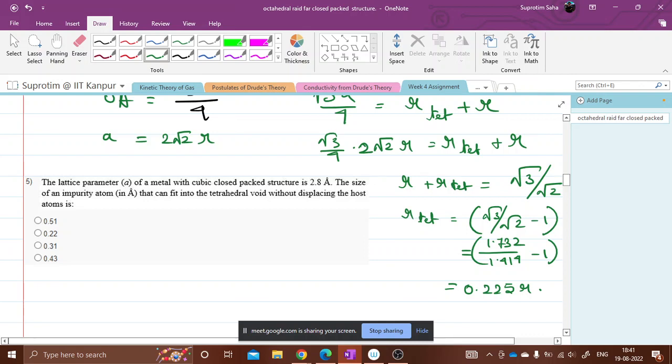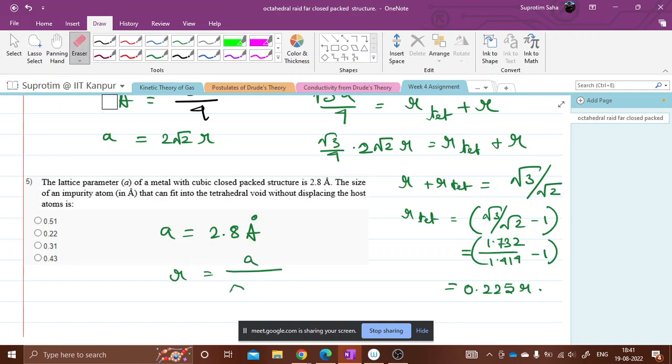Right? So now the problem that is asked is that the lattice parameter a is 2.8 angstrom, so your R will be a by 2. Sorry, so let us just find R first. That is a by 2 root 2, right? So that is 2.8 divided by 2 root 2, which is 0.99 angstrom, like that, right?